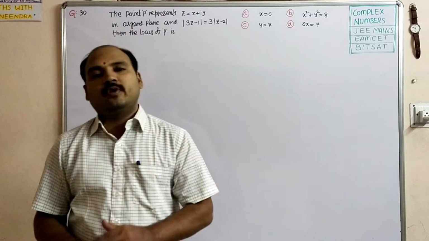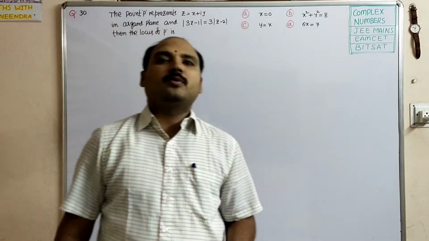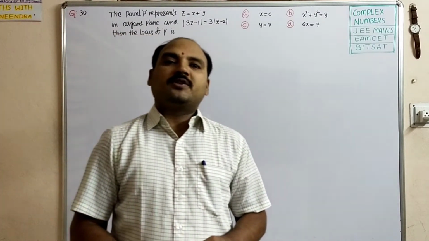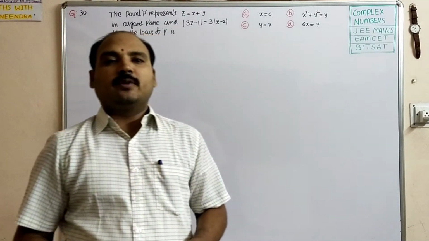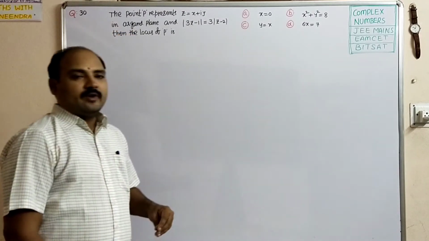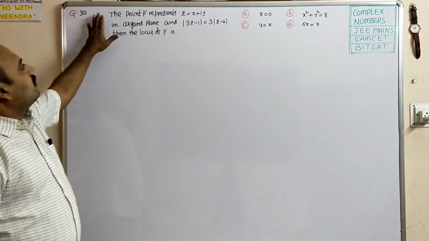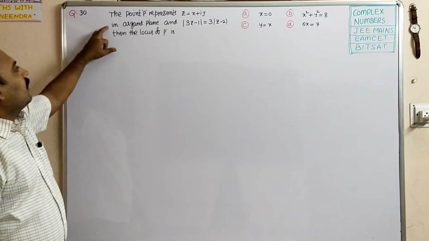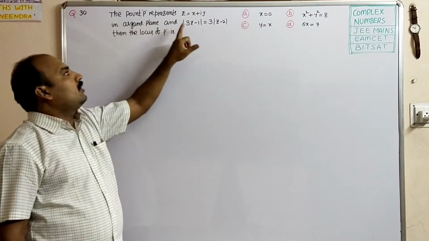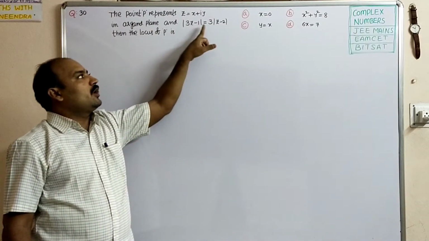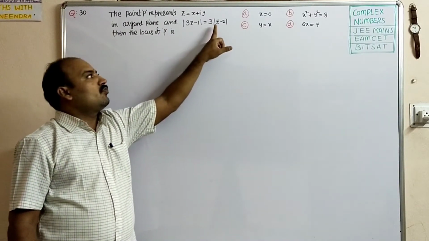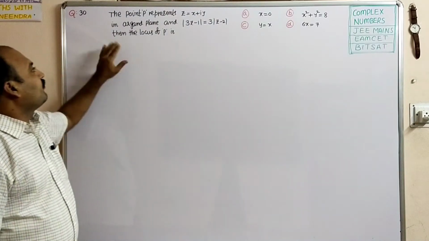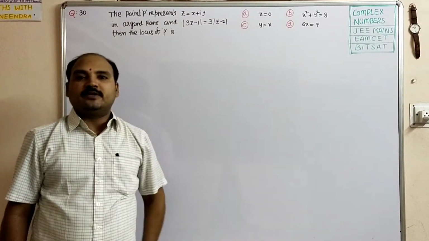In this video, we are going to discuss different problems of complex numbers which appeared in previous exams, and we will discuss the first question. The point P represents z equal to x plus iy in the orthogonal plane, and mod 3z minus 1 equals 3 times mod z minus 2. Then the locus of point P is.